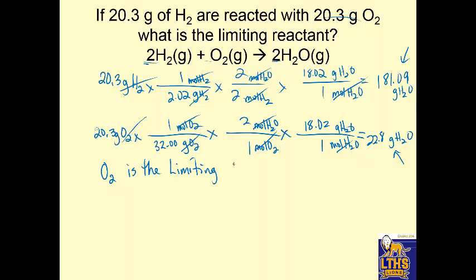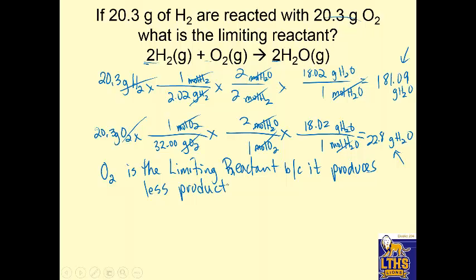because it produces less product. So the oxygen is kind of like the bread. You can only get 3 sandwiches from 6 slices of bread. You can only get 22.8 grams of water, even if you use this much hydrogen and this much oxygen, because the oxygen limits the amount of product you can get.